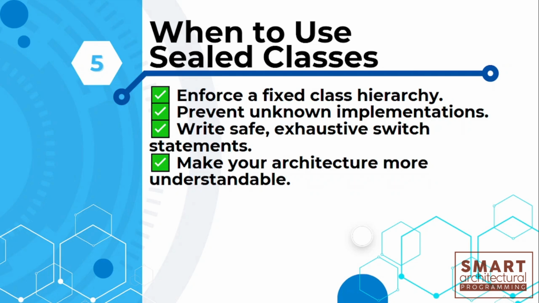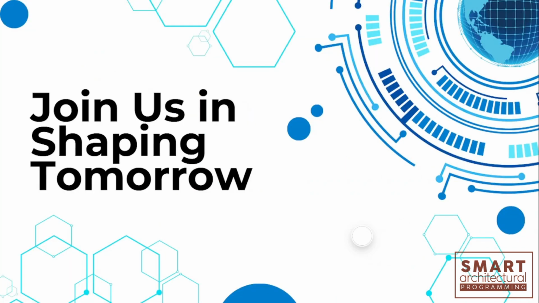But in the gist of it, you should use it when you don't want uncontrolled inheritance of the class that you're defining. You use sealed classes when you want to A, enforce a fixed class hierarchy, B, prevent unknown implementations, C, write safe exhaustive switch statements, and D, make your architecture more understandable. They're great for domain modeling. Think of state machines, geometry systems, and message types. And there you have it. A quick but powerful dive into sealed classes in Java.